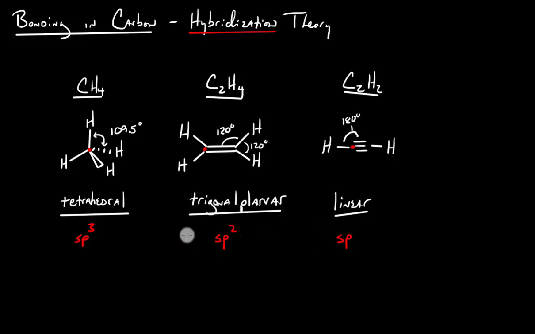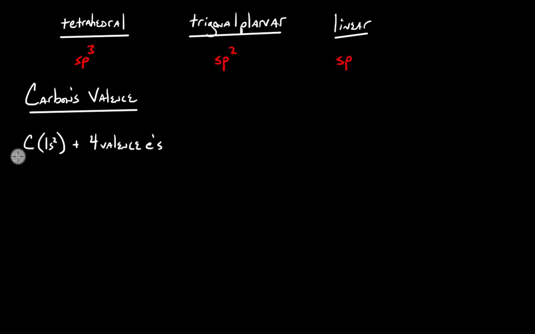So what we're going to do is talk about how we actually get to these designations, sp3, sp2, and sp. The way that we do that is by talking about carbon's valence. Carbon has a 1s orbital that's completely filled, and it has 4 valence electrons from there. If we were to fill in carbon's valence, it would look a little bit like this, where we would have one 2s orbital and 3 2p orbitals that are ready and willing to accept electrons.